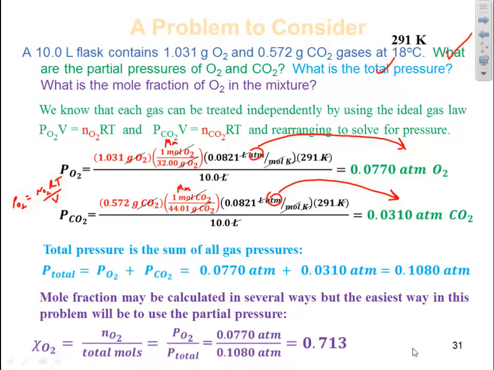We know that the mole fraction is equal to the number of moles of oxygen over total moles. We also know it's the partial pressure of oxygen over the total pressure. I have these numbers already, so we just plug those in. 0.0770 atmospheres over 0.1080 atmospheres. My atmospheres cancel, remembering that mole fraction is unitless. And I get 0.713. So 71.3% of the moles in this system are oxygen.